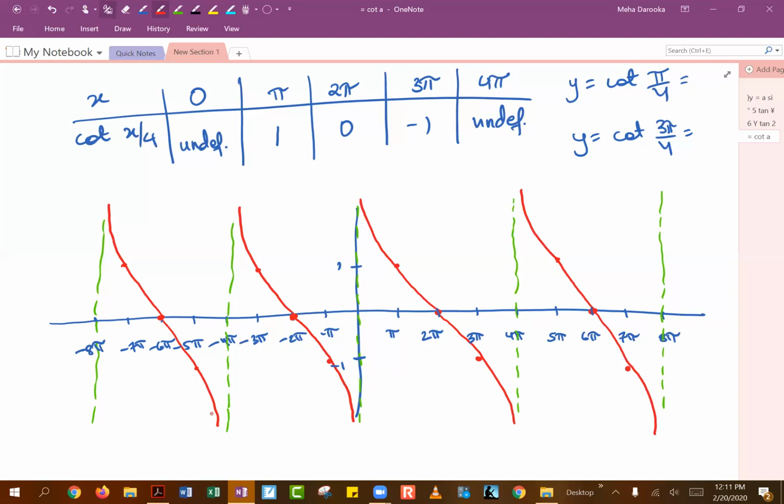So any question about this graphing that we've done so far? Are we doing okay on this?